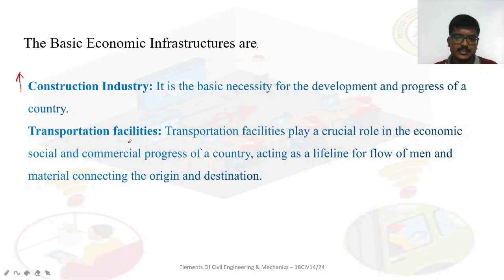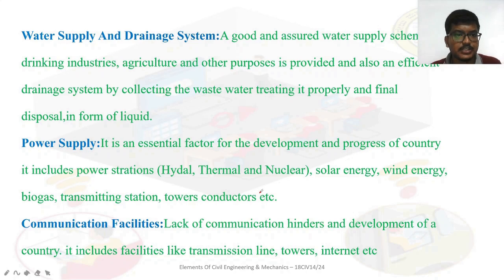Transportation facilities, as I told earlier, play a very crucial role in the economic, social and commercial progress of a country, acting as a lifeline for the flow of men and material, connecting the origin and destination. So these points add to the economic infrastructure of the country. Now the water supply and drainage system: a good assured water supply scheme for drinking, industries, agriculture and other purposes is provided, and also an efficient drainage system by collecting wastewater, treating it properly and finally disposing of it in the form of liquid.